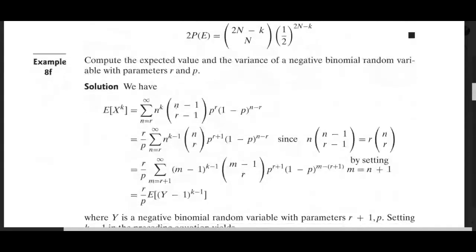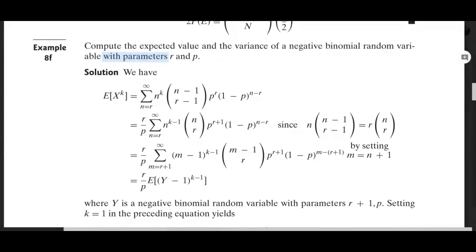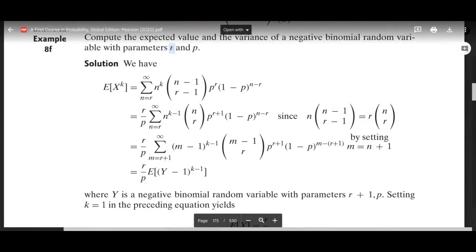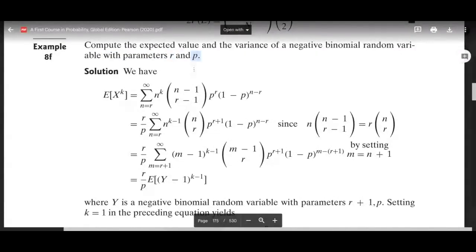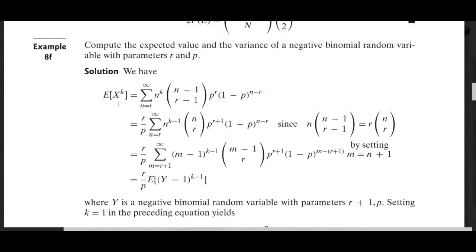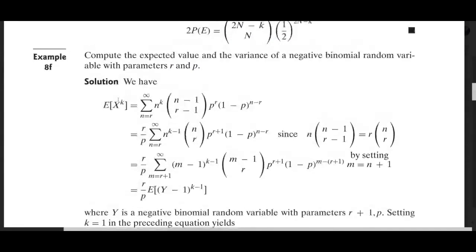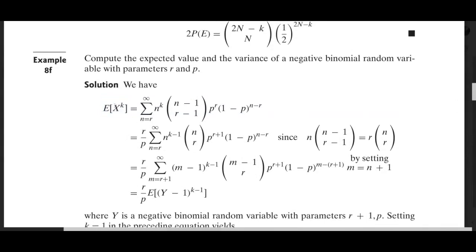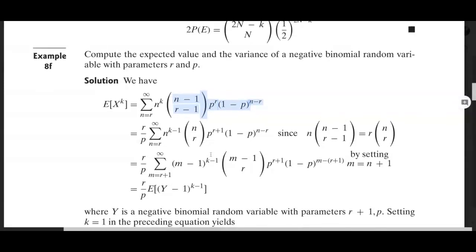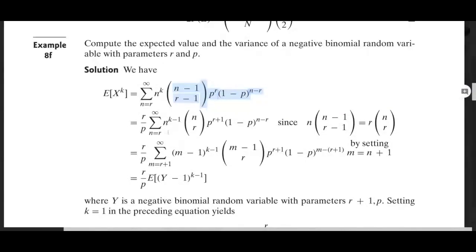Let's say, compute the expected value and the variance of a negative binomial random variable with parameters r and p. r successes, probability of success p. So the random variable raised by k, the value of the random variable raised by k. Well, just follow this probability distribution and do the calculation.